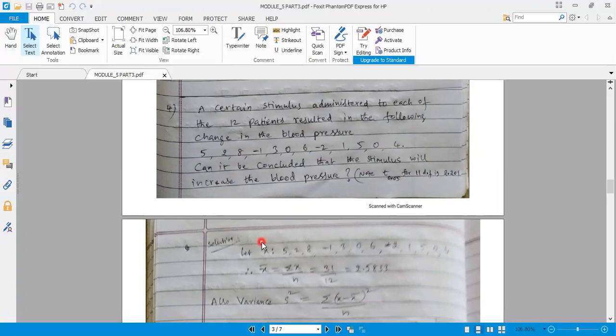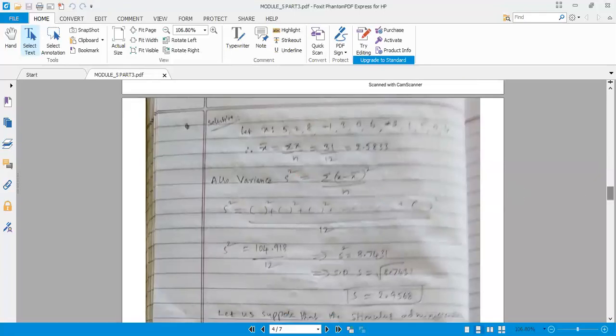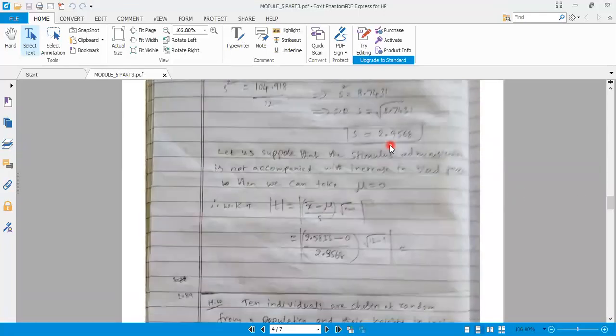As in the case of the previous problem, first we find the mean of the sample. It is found to be 2.833. Also find the variance of the sample. It is found to be 2.9568. So we use a t-test. Since the population mean is not given, we assume that mu equals 0. So we use the statistic x bar minus mu divided by s into square root of n minus 1.